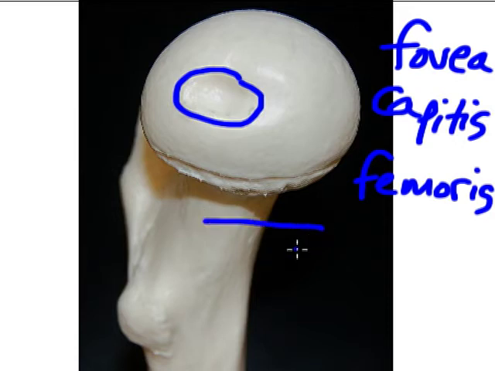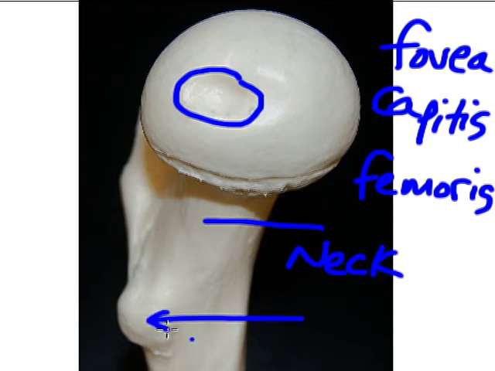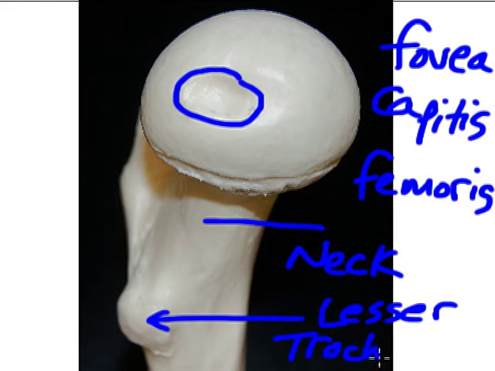We also see our neck of the femur, and this structure is the lesser trochanter. Remember, the lesser trochanter has a more medial orientation with the femur's head compared to the lateral orientation of the greater trochanter, which we can see a little bit of that here on the far side of the bone.